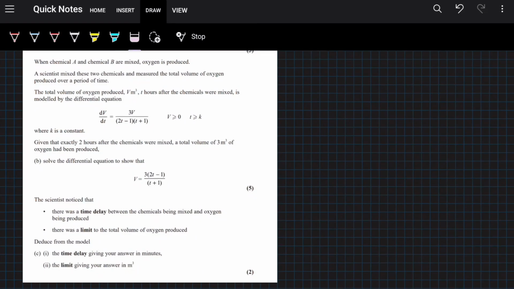We are given a differential equation, and we have to show that it can be written as this. V represents the volume of oxygen produced in metres cubed, and t represents the hours after the chemicals were mixed. We are also given the extra information that exactly 2 hours after the chemicals were mixed, a total volume of 3 metres cubed of oxygen had been produced.